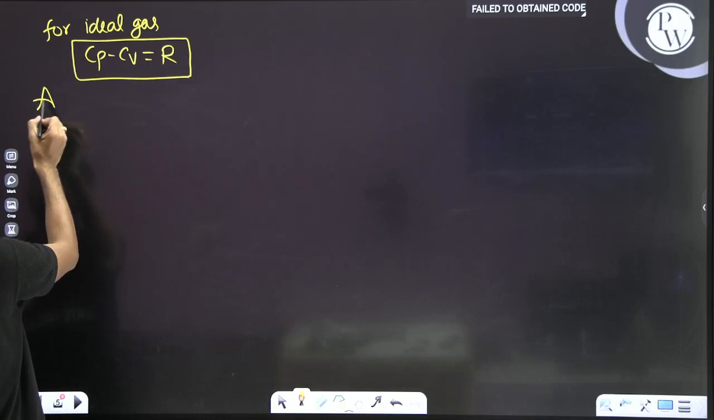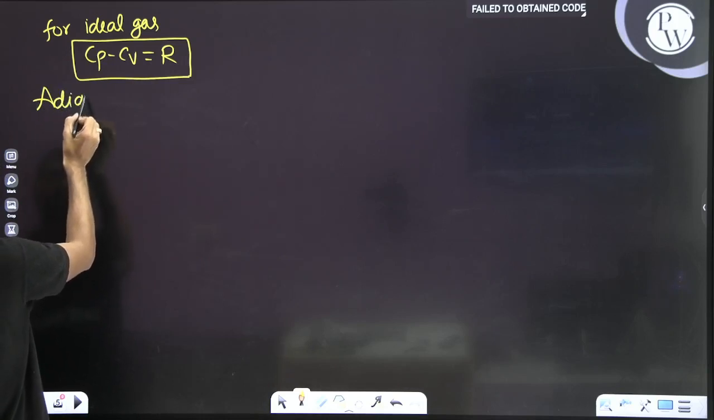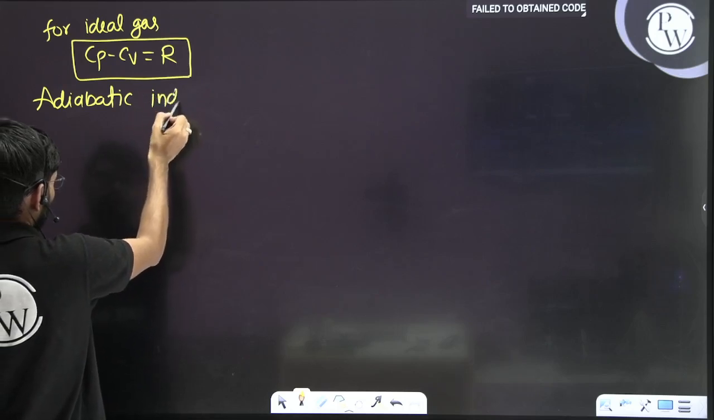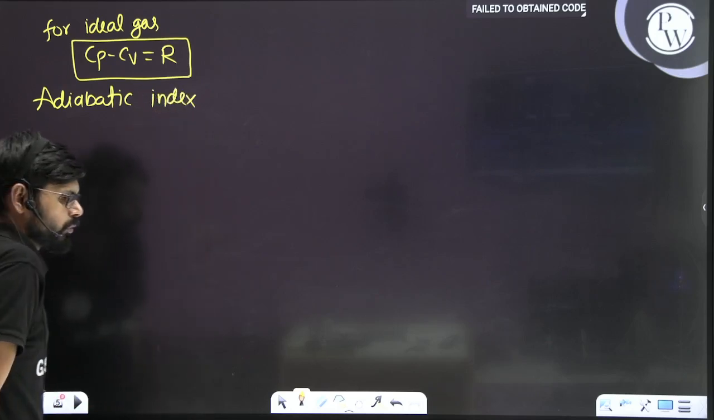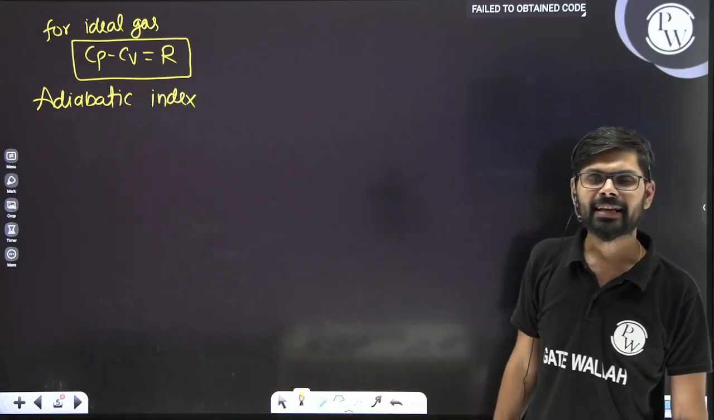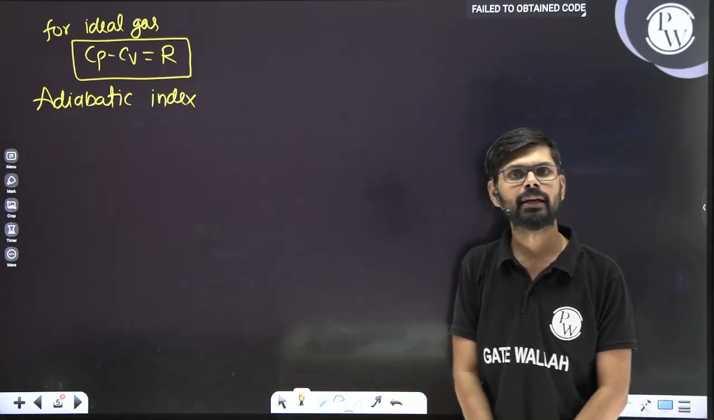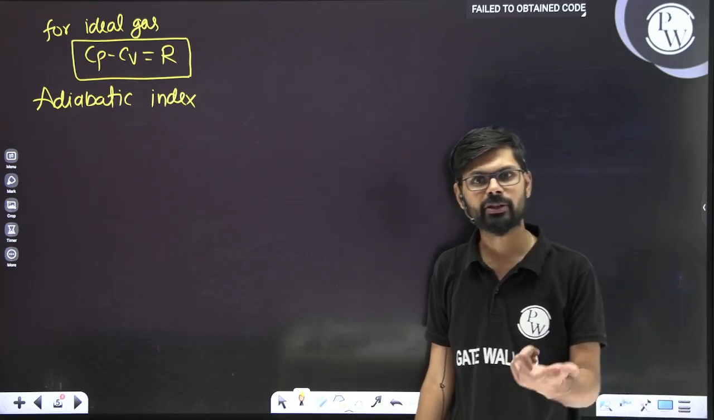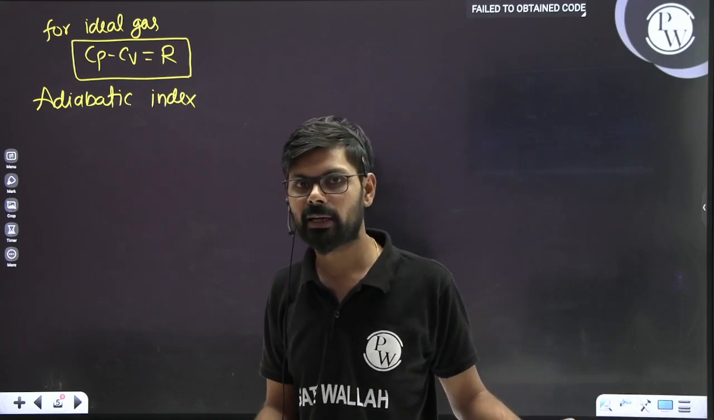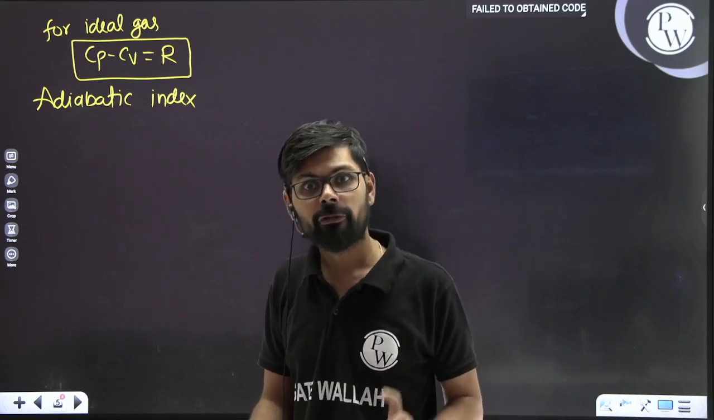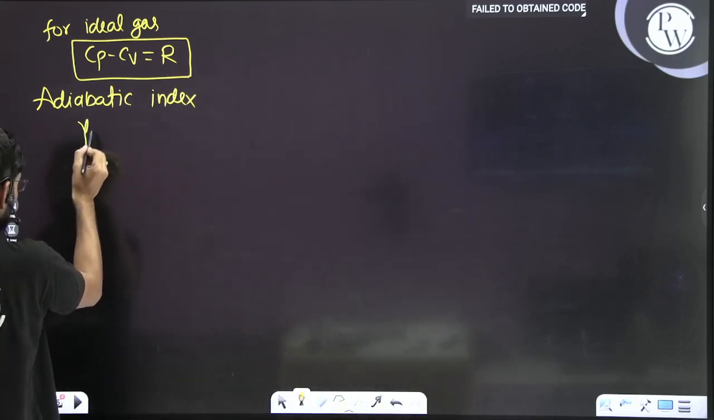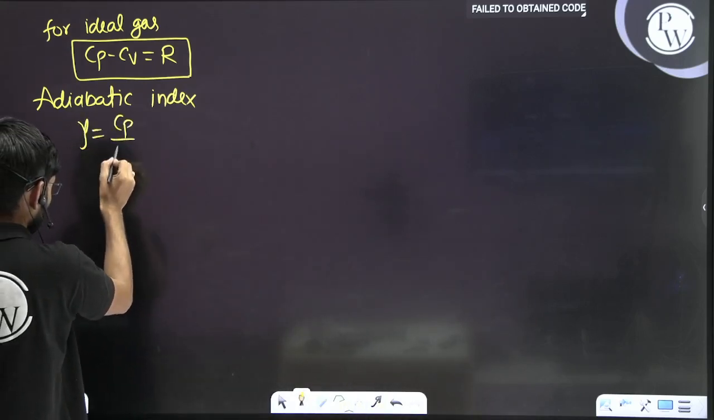And one more thing, that is the adiabatic index. Maybe you may already know about it, but even if you don't, don't worry. Later on we will see that the equation for a reversible adiabatic process for an ideal gas is PV to the power gamma equal to constant. We will prove it, where gamma is the adiabatic index. What is the adiabatic index? Gamma is Cp by Cv.